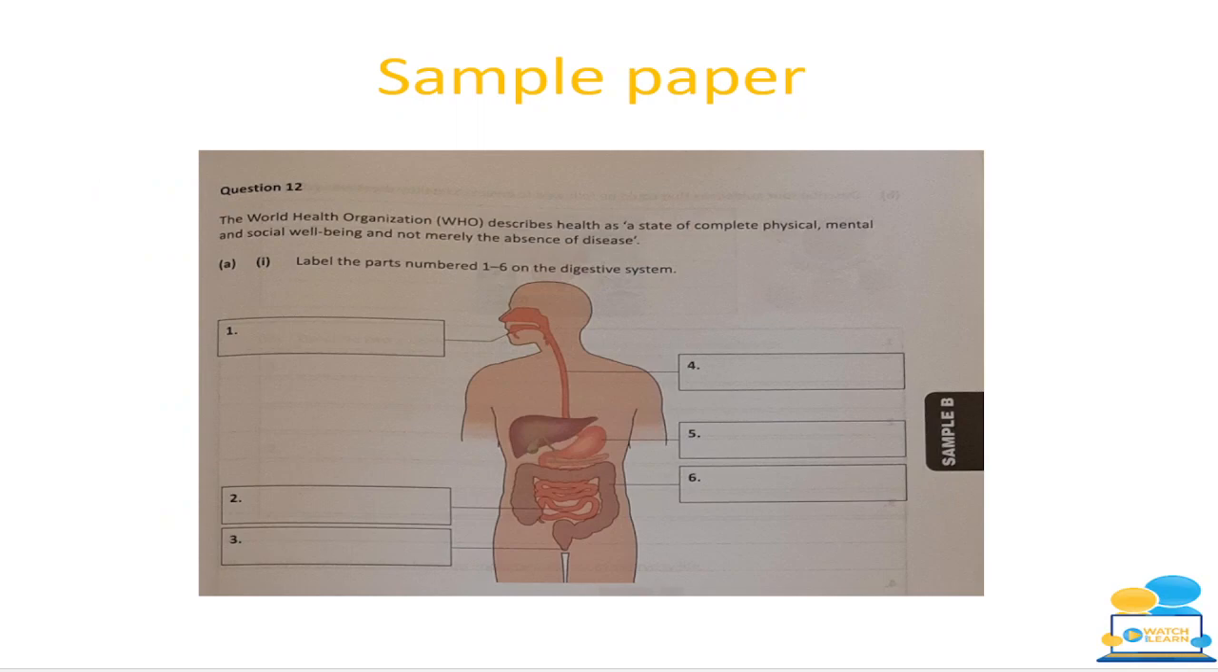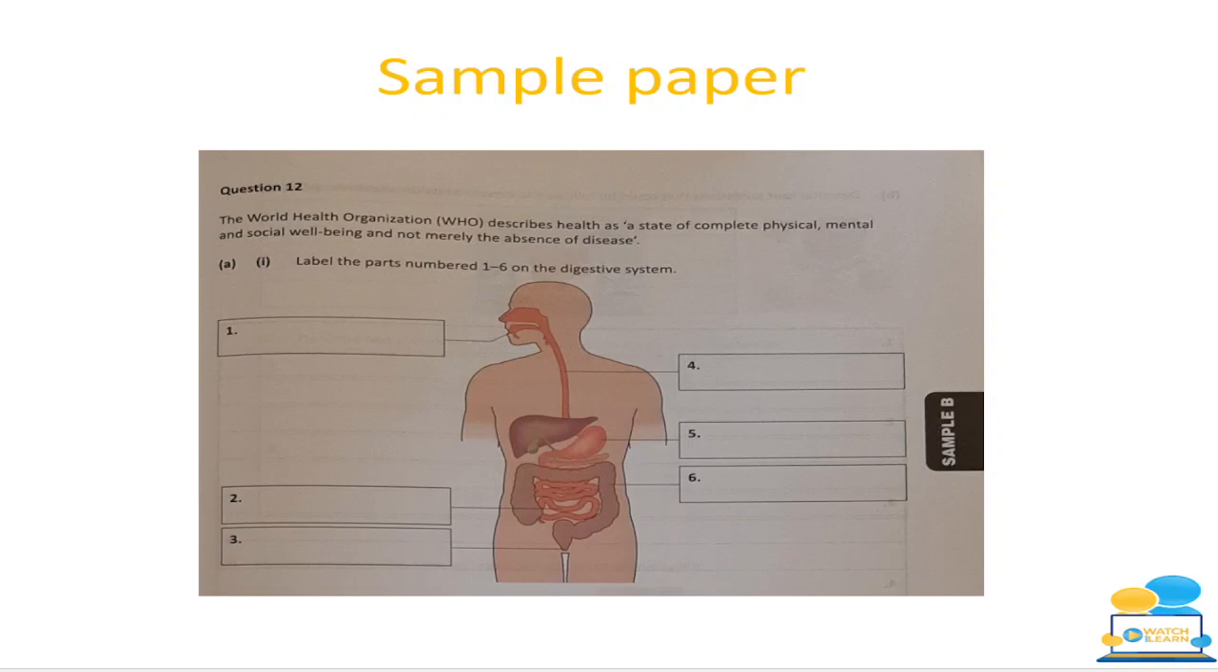So moving on now to the sample paper. This would be question 12, which means it's part of the long question. The WHO, the World Health Organization, describes health as a state of complete physical, mental and social well-being, and not merely absence of disease. Part A (i): label the parts labelled 1 to 6 in the digestive system. So we have a human there, and we can see the digestive organs. You can only label the organs which have an arrow coming out of them and have a space. So it's labelled 1, 2, 3, 4, 5 and 6.